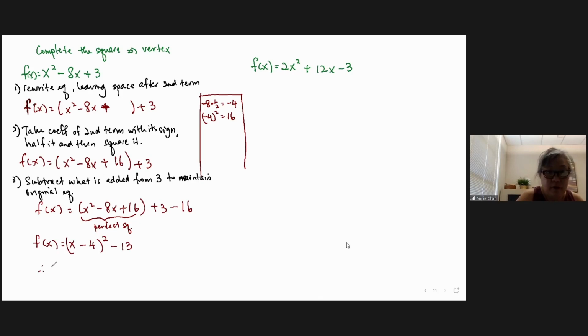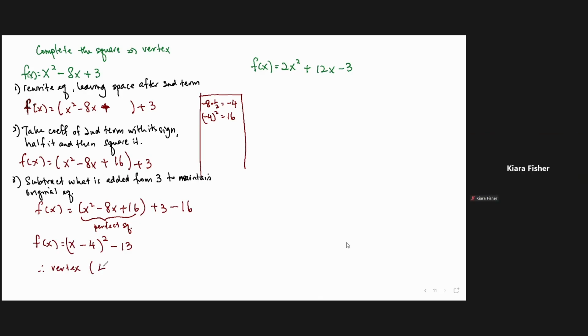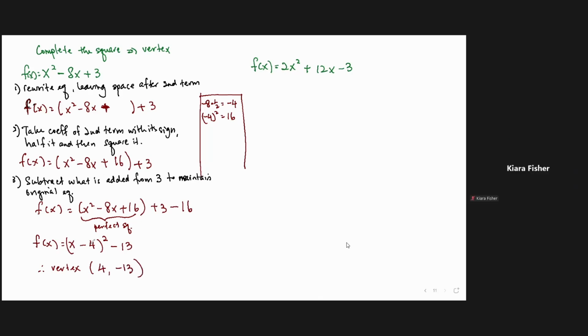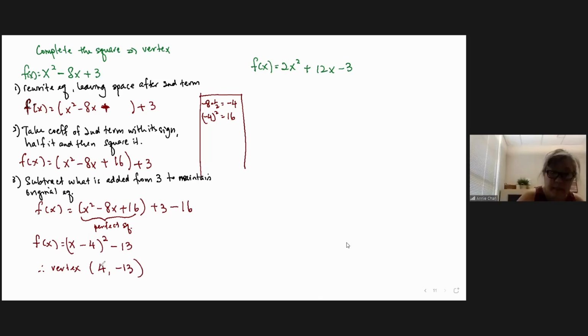So therefore, vertex is, what's my x value? 4. What's my y value? -13. So x is opposite. When you put it in coordinates, y is whatever you see.